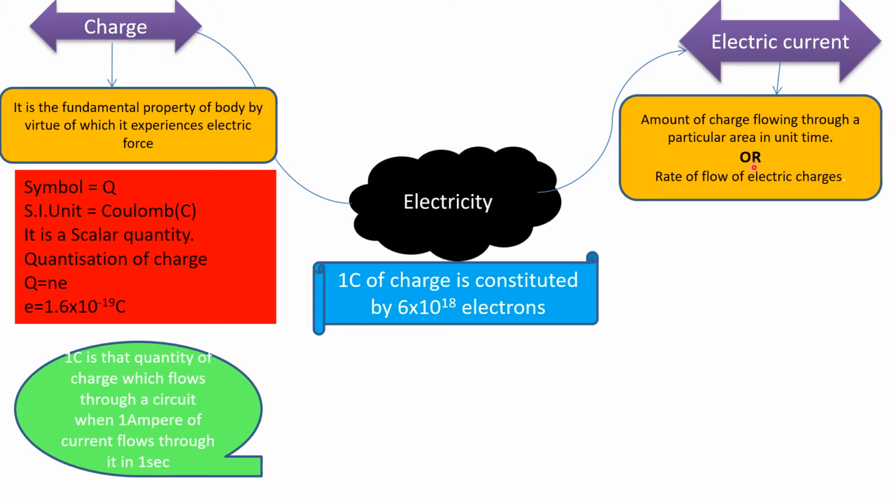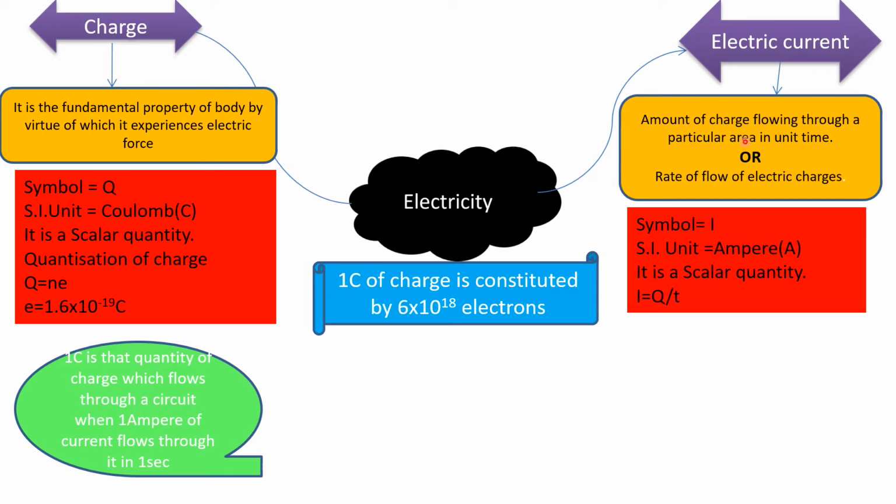Or you can also define it as rate. Whenever we talk about rate, that means we are talking about time. So rate of flow of electric charge through a particular area. But this first definition is more specific, so it's better that you learn this definition: the amount of charge which is flowing through a particular area in unit time is called electric current. From the definition, we can make the formula and everything.